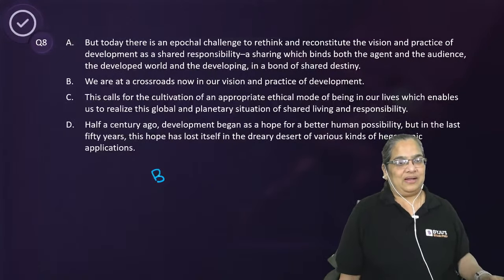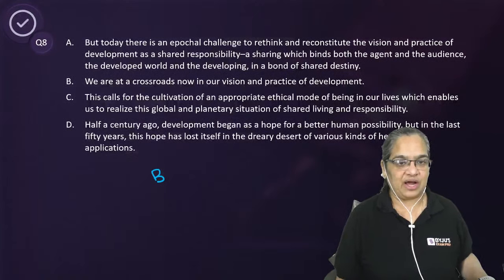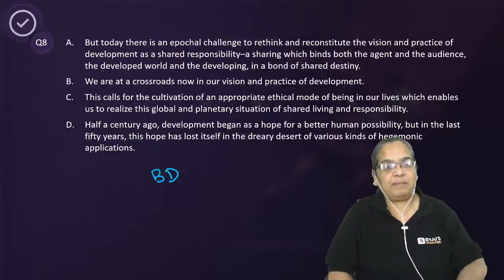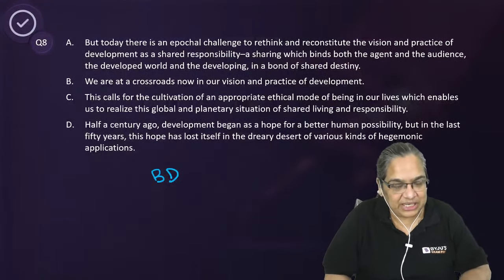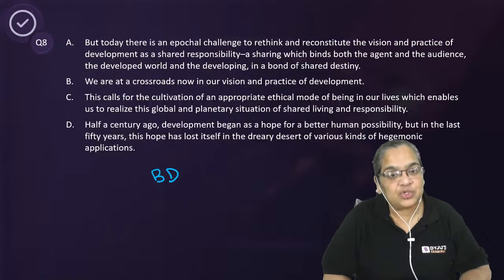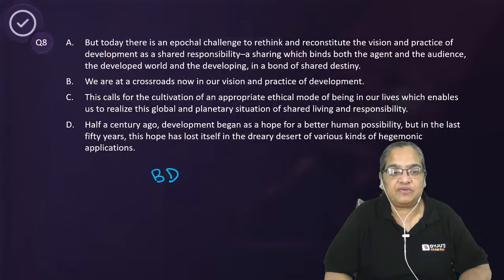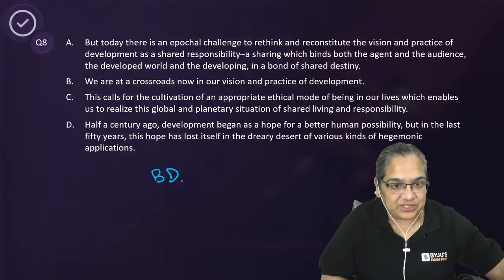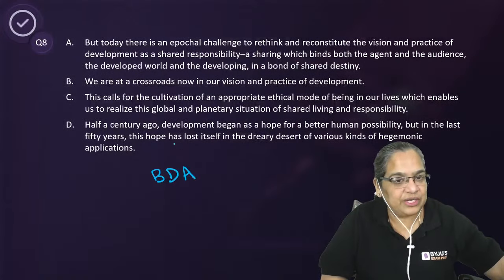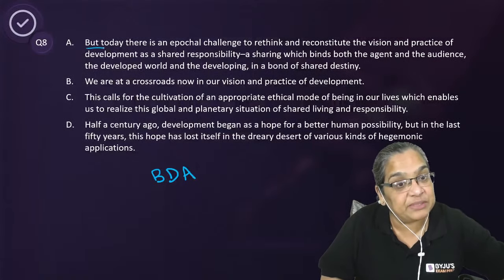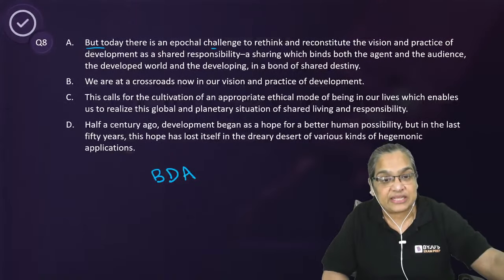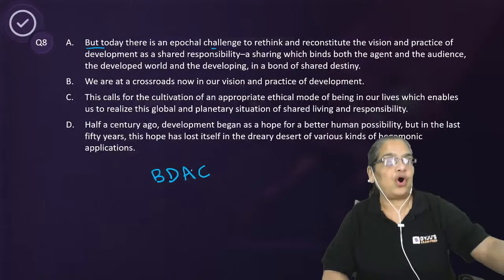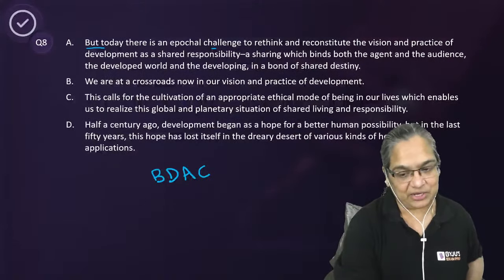Alright. We are at a crossroads now in our vision and practice of development. Half a century ago, development began as a hope for a better human possibility, but in the last 50 years, this hope has lost itself in the dreary desert of various kinds of hegemonic applications. So it lost its way. But today, there has been a change. There's an epochal challenge to rethink and reconstitute the vision and practice, which calls for a lot of changes. Alright, many of you got that right.